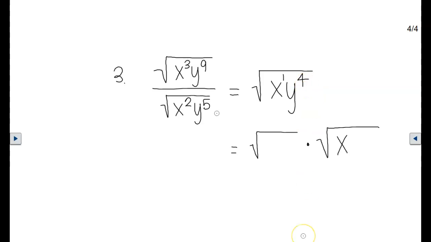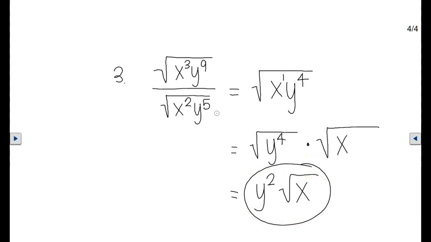Y to the 4th power has an even exponent. So I can take the square root of it. So I'm going to put that in my 1st square root. All right, so here we go. To take the square root of y to the 4th, remember you take half of the exponent. So that's going to be y to the 2nd power. And then the square root of x cannot be done. So we leave that just like it is. So the final answer on this problem is y to the 2nd power times the square root of x.